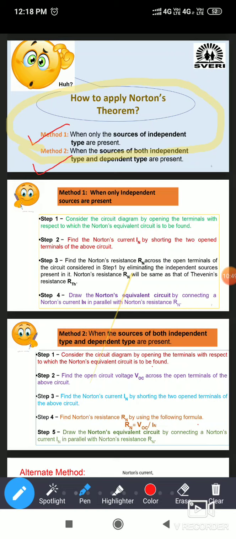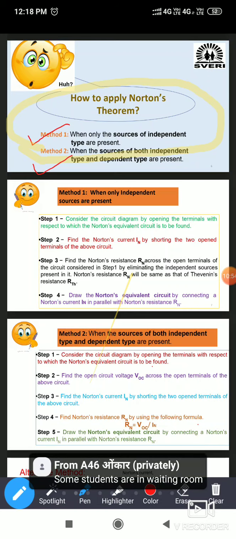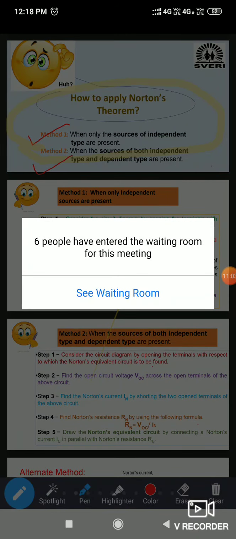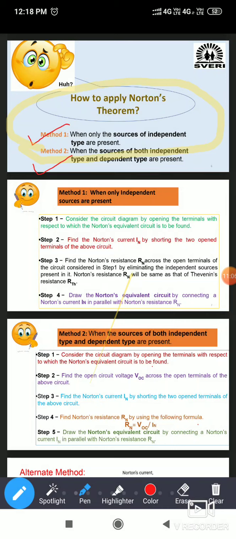In method 2, when at least one independent source and at least one dependent source are present, then that will fall under method 2. Okay. Now I will discuss the procedure or steps of method 1 as well as method 2. So we start with method 1. In method 1, when only independent sources are present, in that case there will be four steps.